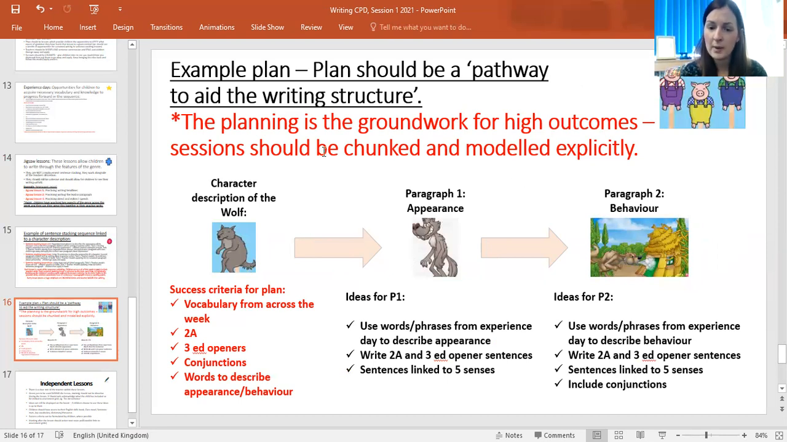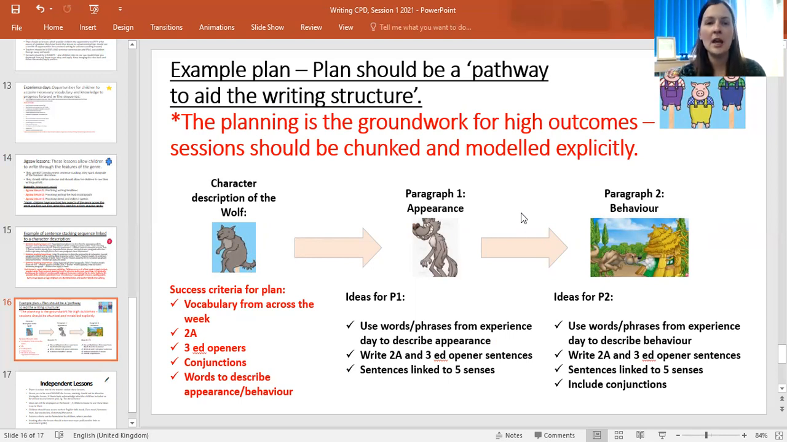So they're going to do ideas for paragraph 1, and I've given them ideas of what they could include. Then paragraph 2, I might write around here. I've got success criteria to follow for paragraph 2, and then obviously I'd have paragraph 3 for personality. Lots of templates will be put on staff share in the relevant section, which I'll talk about at the end of this PowerPoint, for you to have a look at and to adapt based on the genre of writing.